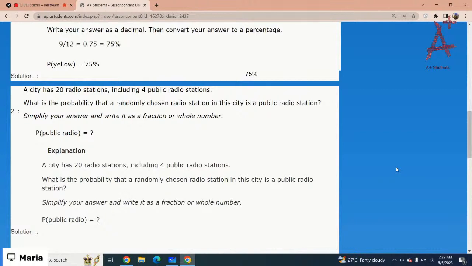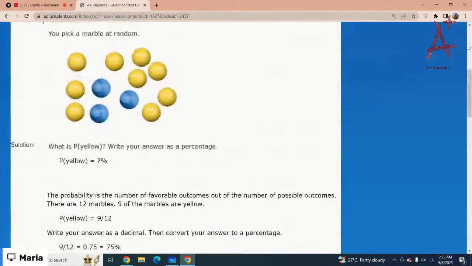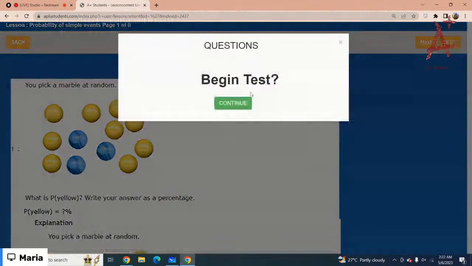It would be 4 over 20. Got it? The favorable outcome means the probability of public, it would be 4 and the total is 20. So it would be 4 over 20. Got it? Let's just start with the test questions.